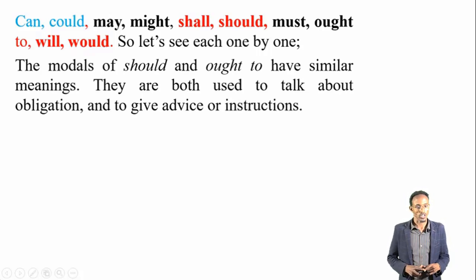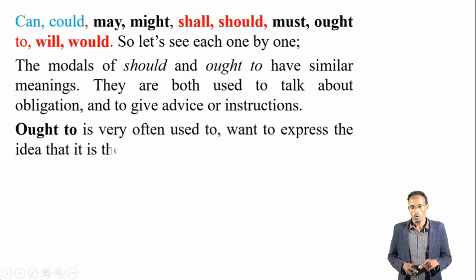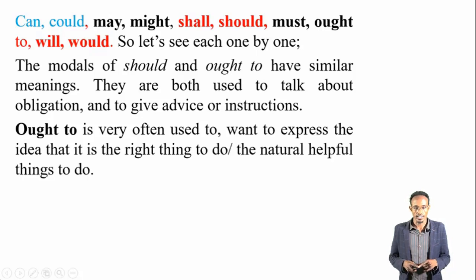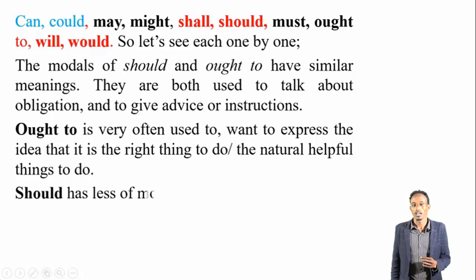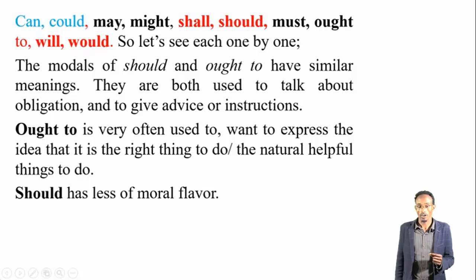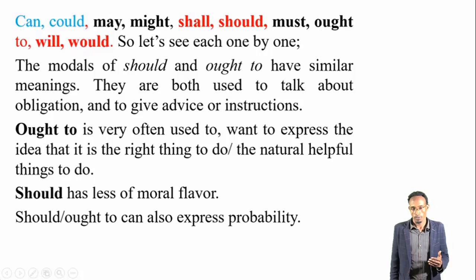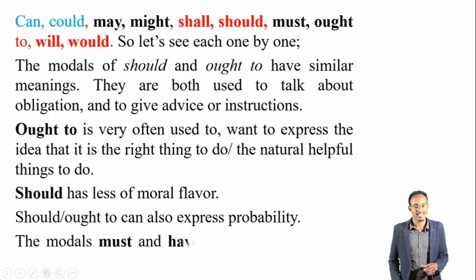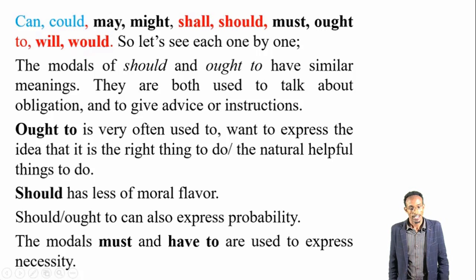They are both used to talk about obligations and to give advice or instructions. Ought to is very often used to express the idea that it is the right thing to do or the naturally helpful thing to do. Should has less of the formal moral force. Should or ought to can also express probability. Modals must and have to are used to express necessity.